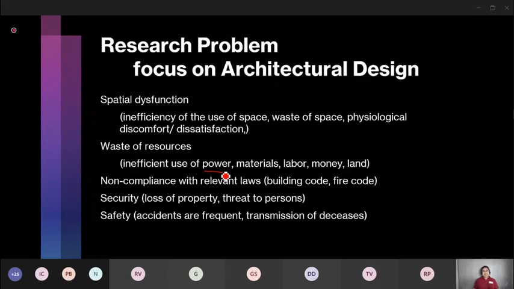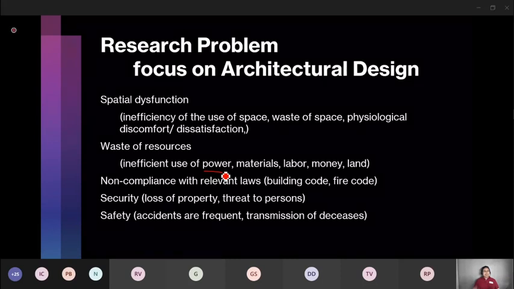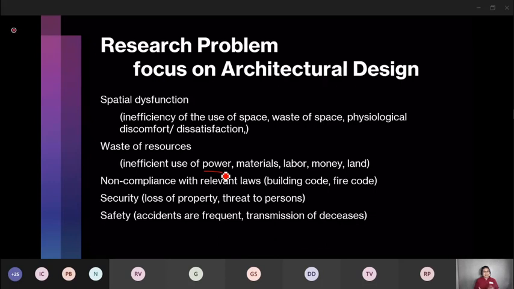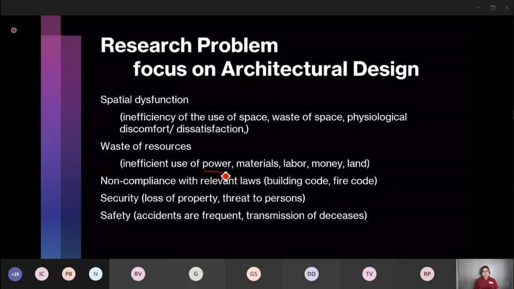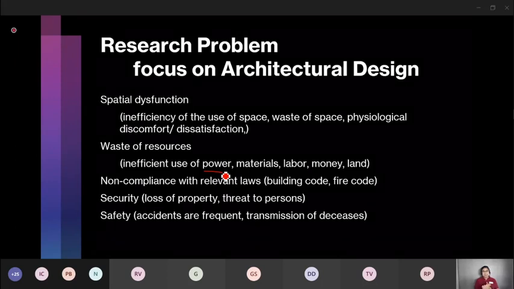You can also look into non-compliance or violations of relevant building laws, because building laws are meant to protect the life, health, and welfare of the people. Okay, is it something that is related with threat to persons, such as insecurity? Loss of property, damage to property.